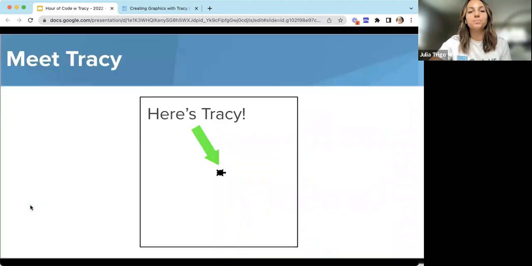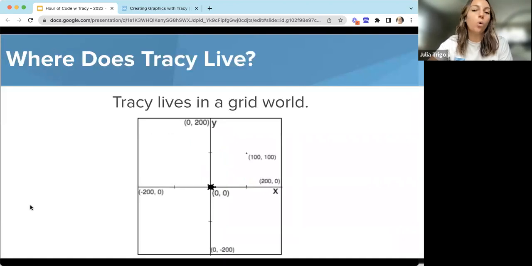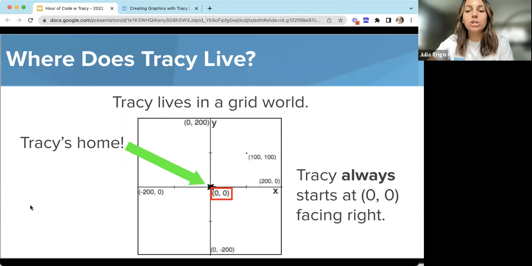So Tracy is going to start in the center of her world, and her world is a coordinate system. She lives at the center of the coordinate system at the point 0, 0. And when she starts, she is going to be facing right at that center position. We need to know a little bit about how large her world is to know if our drawing is going to be on that canvas that she lives in, that box.